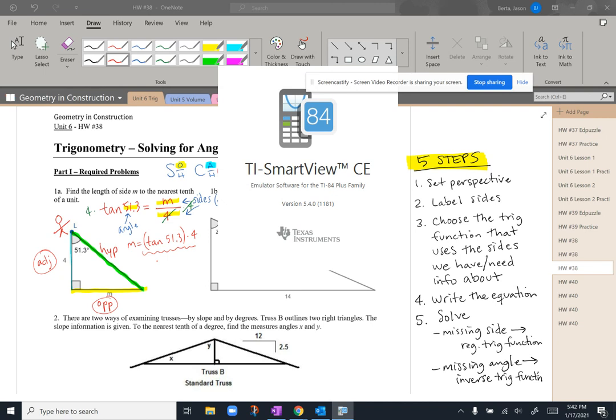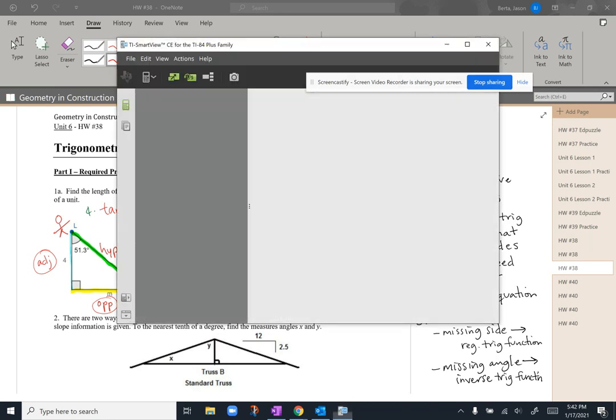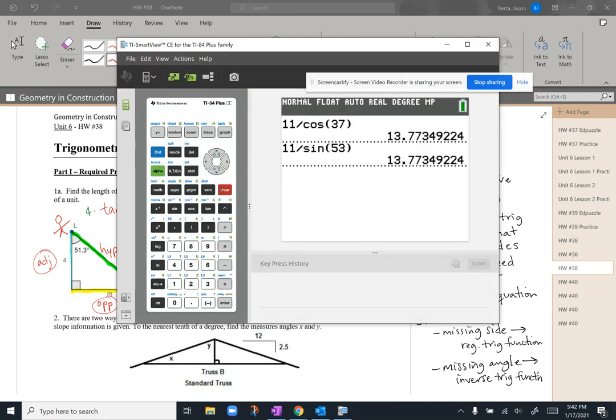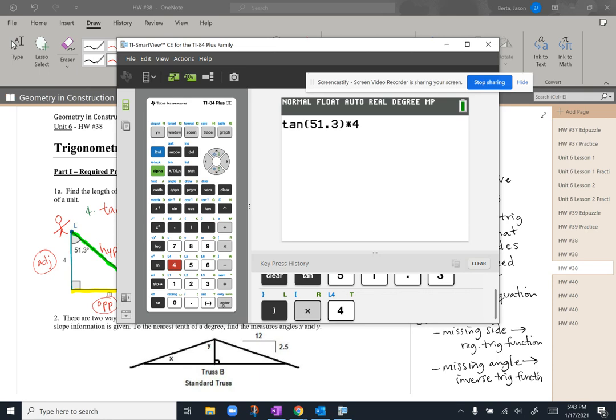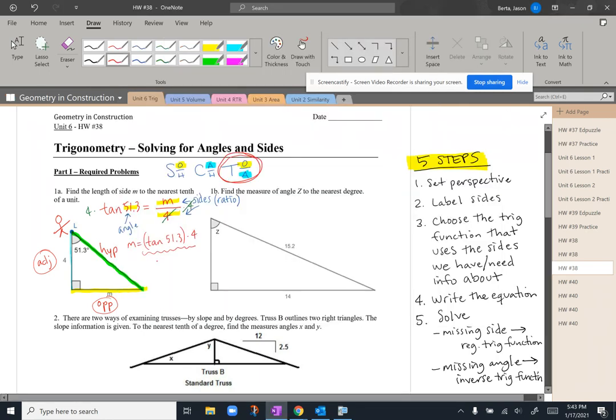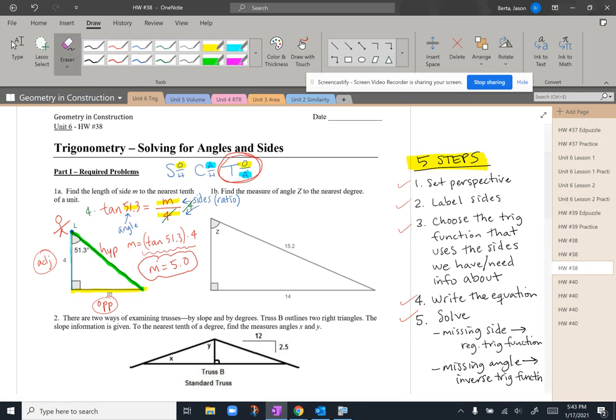As the calculator boots up, let's clear the screen. So tangent of 51.3, close that parenthesis, times 4 equals 4.99. I'm going to round that to 5.0. So here m equals 5.0. There's your answer for 1A. Okay, and we went through the sequential order of all 5 steps, just like that.